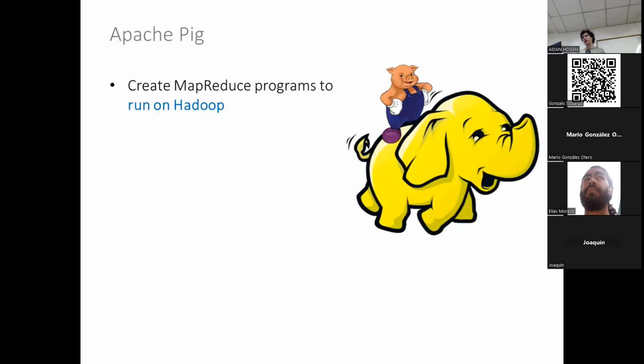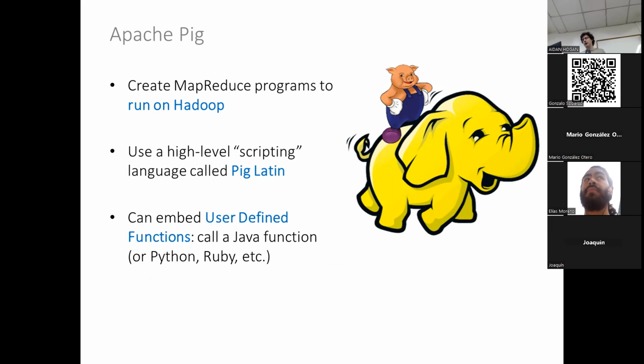We can create MapReduce programs to run on Hadoop. We are going to use a high-level scripting language called Pig Latin that will be effectively compiled into Java Hadoop jobs. And we can also embed some Java functions as well, which we couldn't do in SQL. This is for the less structured data. So Apache Pig, the framework, is based on this notion called Pig relations.